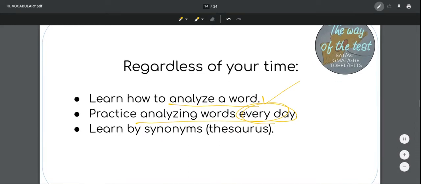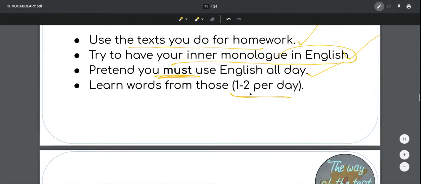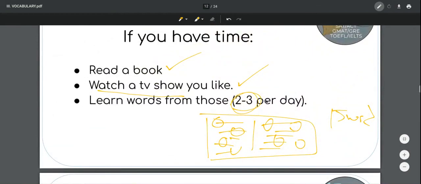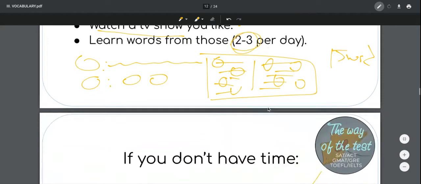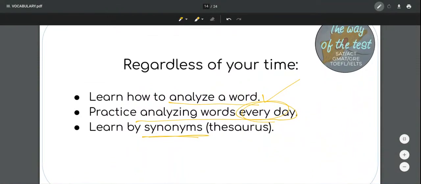And another important thing is that when you learn these words, you want to learn by synonyms. You don't want to learn by definitions. So when you learn these 1 to 2 words per day or these 2 to 3 words per day, you don't want to have the word and then a long definition of the word. You want to have the word and then 2 synonyms of the word. That's what you want to do, because your brain will associate words with words, and basically what you need for the TOEFL exam is just knowing words.